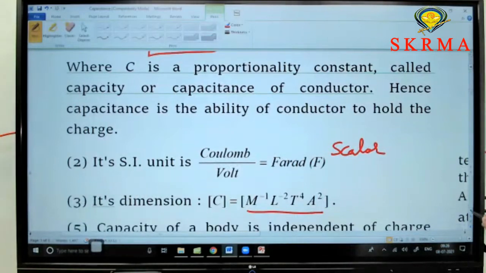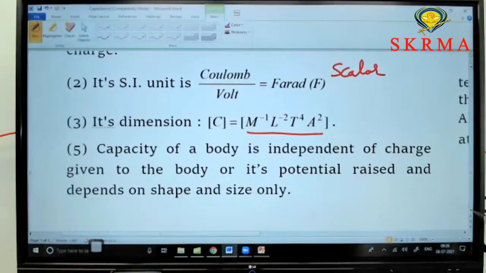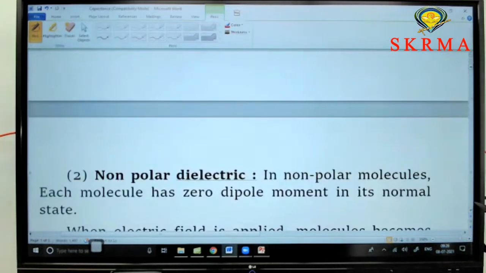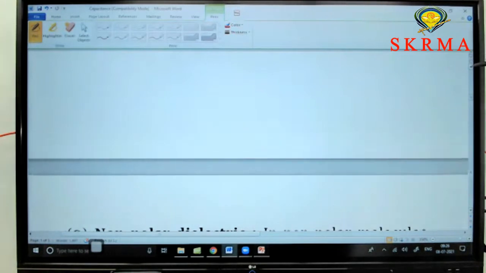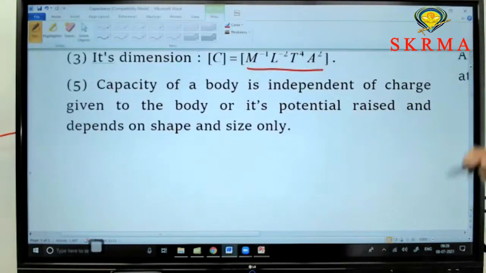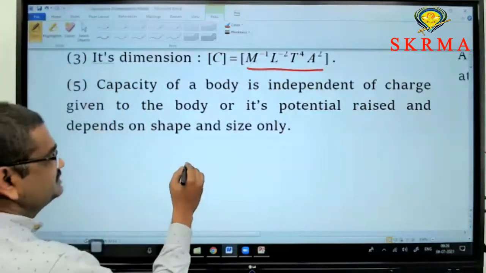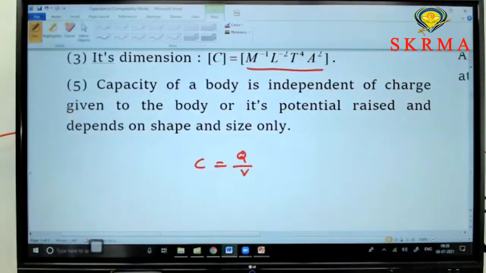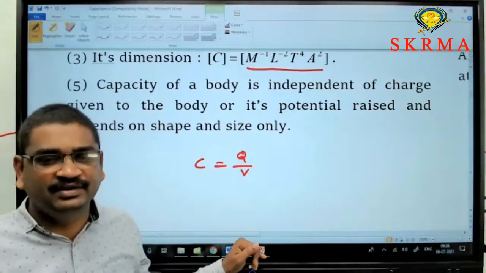Next, dependency of capacitance. How are you going to explain the dependency of capacitance? On which factors does the capacitance of a capacitor depend? What is the formula for capacitance? Formula for capacitance is C equal to Q by V, which we wrote in the previous case.